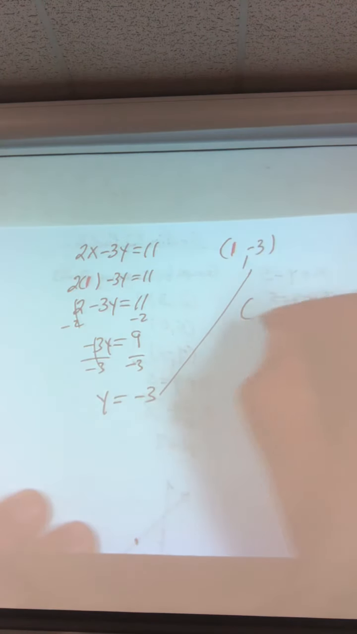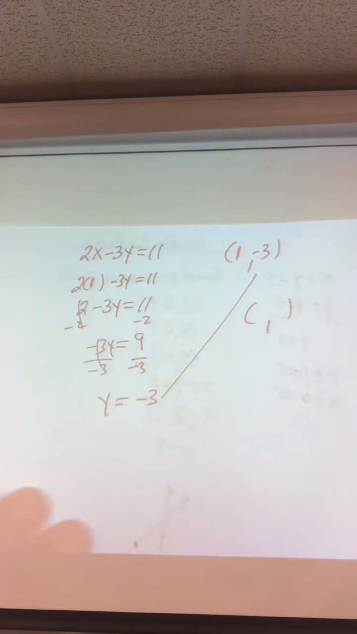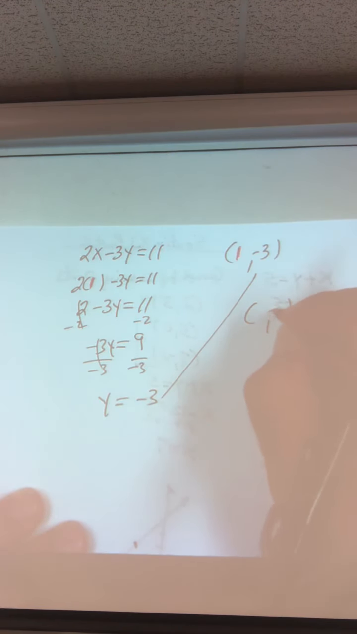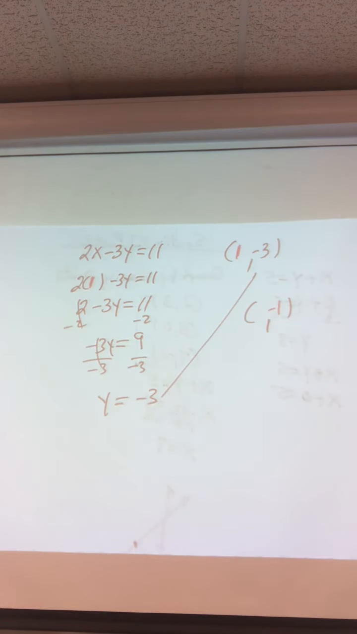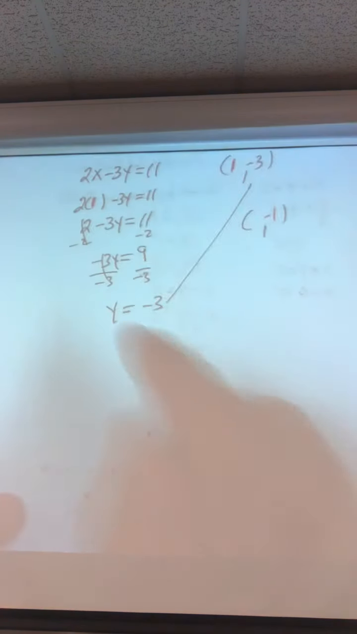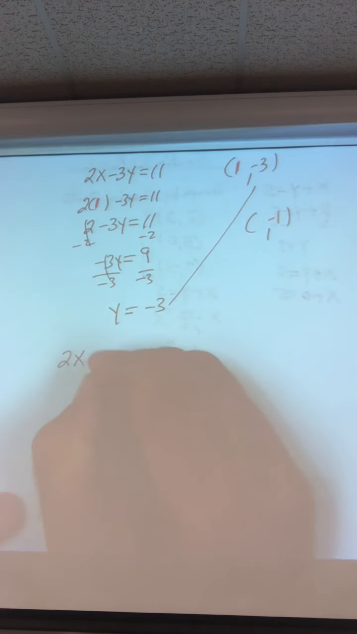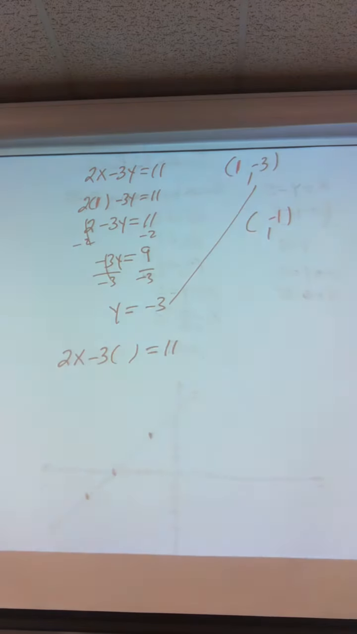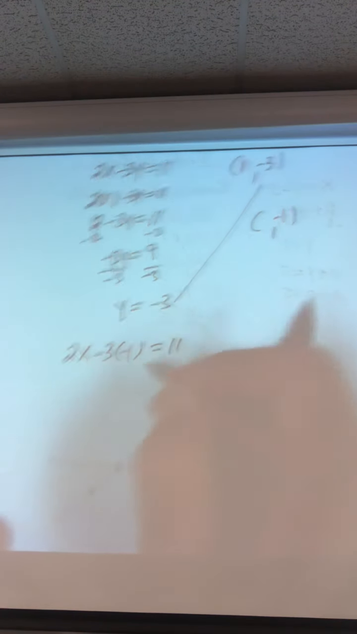So let's do another ordered pair. Let me pick this. I'm going to pull a number out of there, -1. And I'm going to put it over here this time. I could have put it first if I'd have wanted to. All right, if I let y be -1, so I've got 2x minus 3. And there's where the y goes. So I'm going to put the -1 right here.